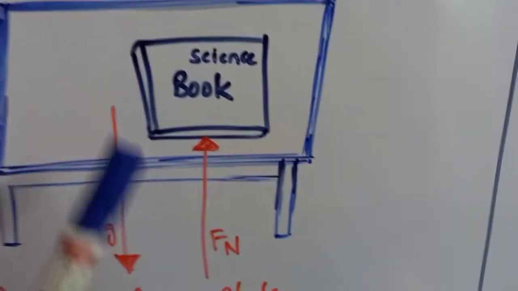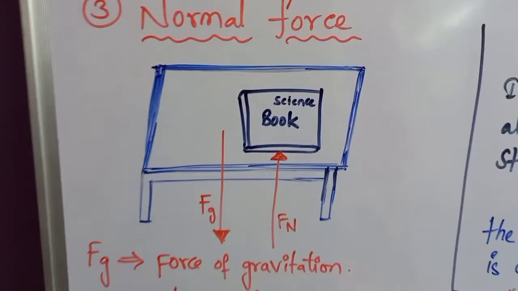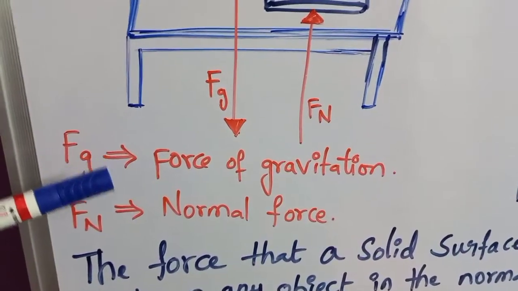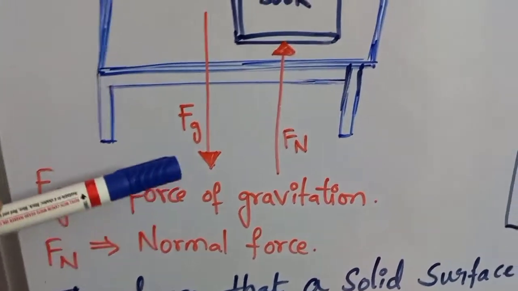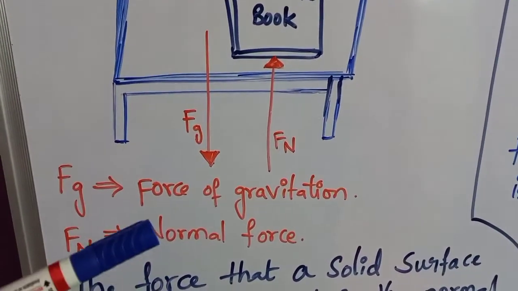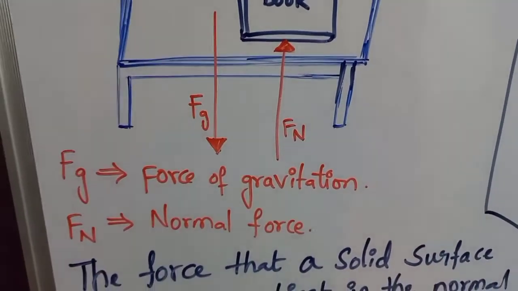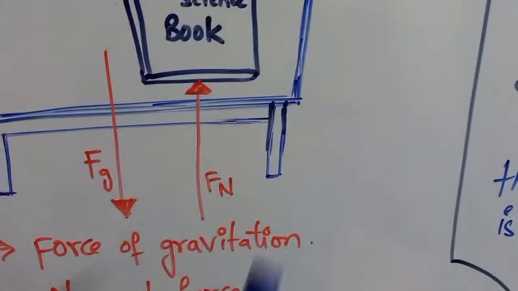acting on the book. So, the book which is placed on the table experiences two kinds of forces, one is Fg and another one is Fn. Okay, force of gravitation and normal force. What is the difference between these two? The force of gravitation is acting in the downward direction, and normal force is acting in the upward direction.